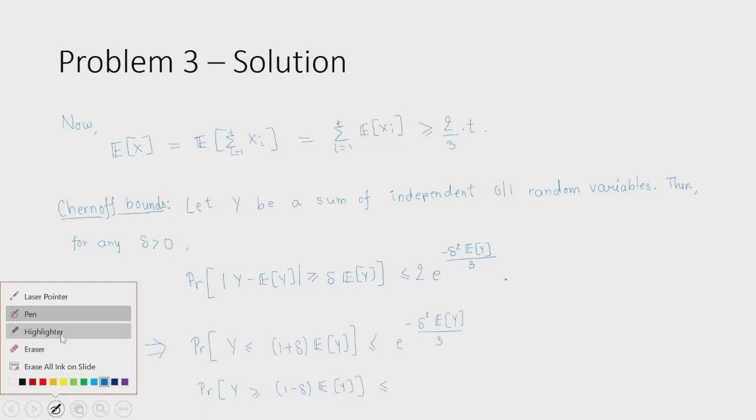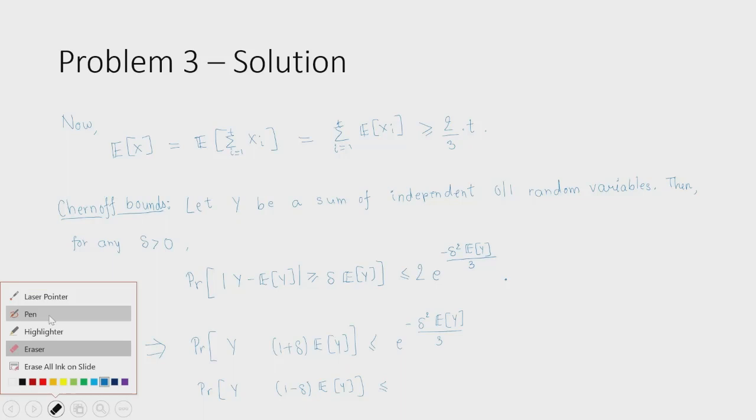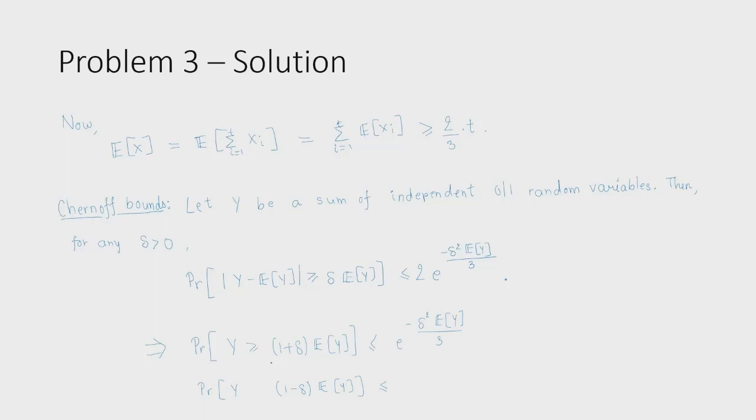No, wait, there is a mistake. Yeah, it's the other way around. So this is the form that we would use. We have this, and we want to upper bound this probability. So first of all, what we should try to do is write t as 1 plus delta times expected value of t.